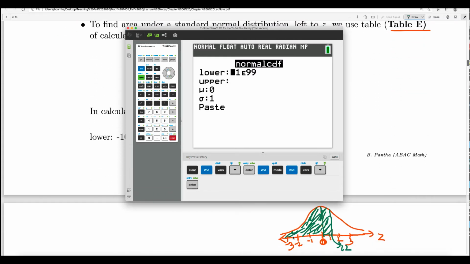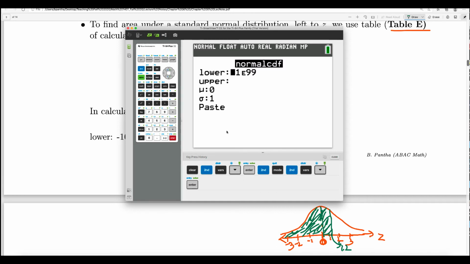What is the left bound? Because to find the area, the calculator asks you to enter the left bound and the right bound for this shaded region. Because you are trying to find the area of this shaded region, right? What is the left bound? It keeps going on the left, and you are finding all the area left of 1.2, right?